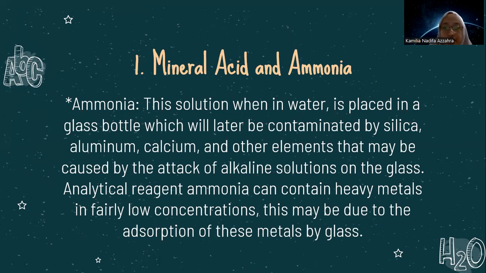Ammonia solution in water, when placed in a glass bottle, will later be contaminated by silica, aluminum, calcium, and other elements that may be caused by the attack of the alkaline solution on the glass. Analytical reagent ammonia can contain heavy metals in very low concentration. This may be due to the absorption of these metals by glass.